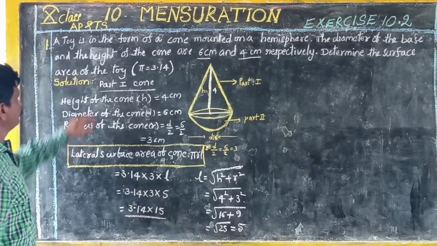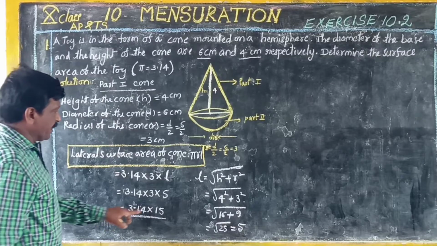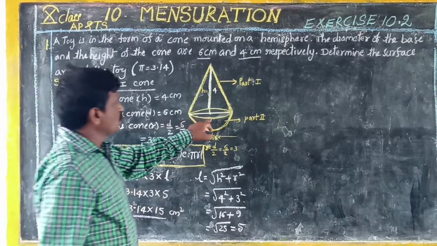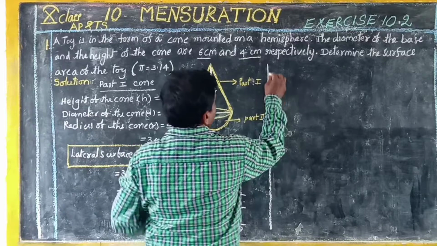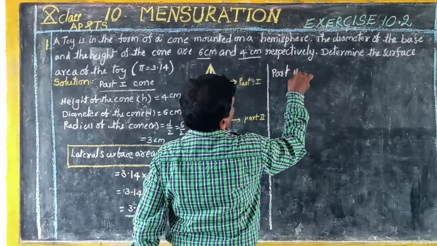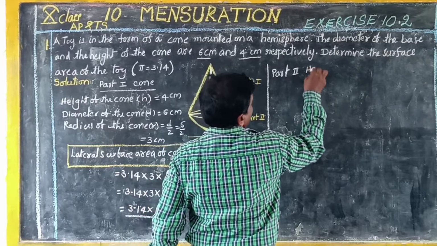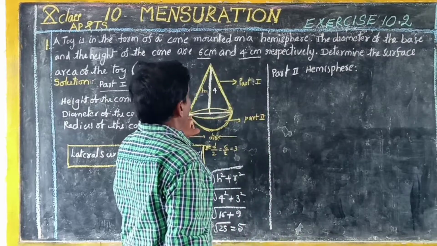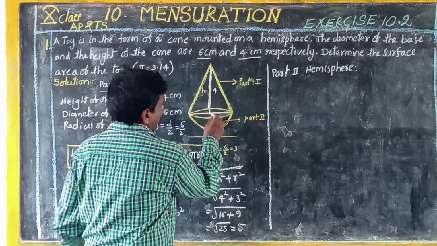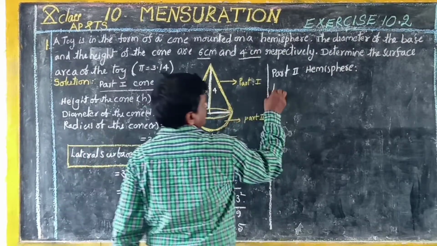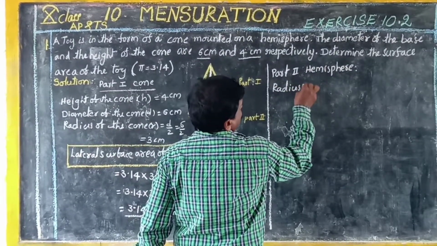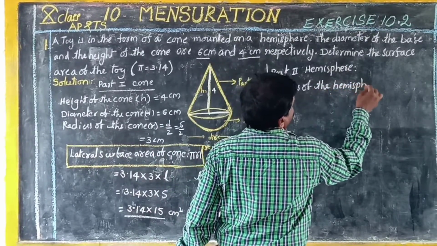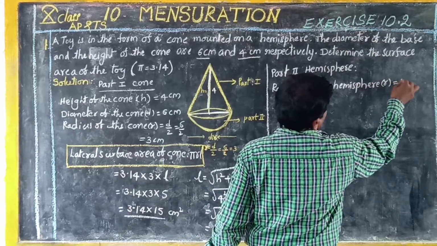This is part 1: 3.14 into 15 centimeters square. Next you will find part 2, the hemisphere. The radius of the hemisphere is the same radius, both have the same radius, equal to 3 centimeters.